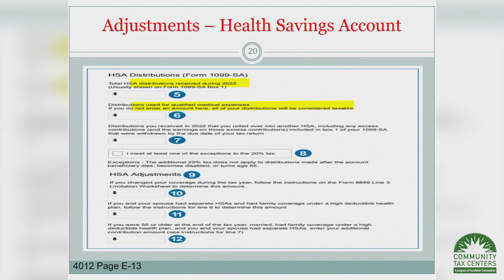Again, this is how it would appear in TaxSlayer, and you just put in the appropriate amounts, and TaxSlayer is going to do the rest for you.